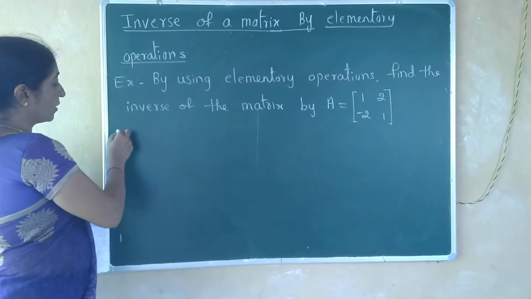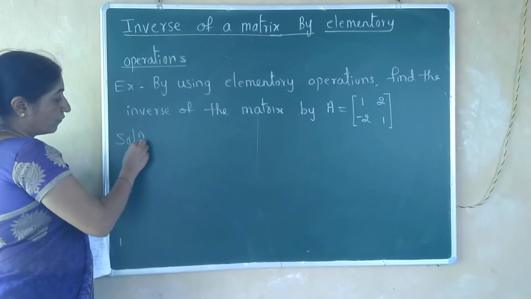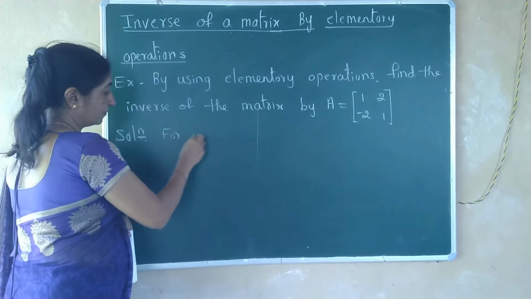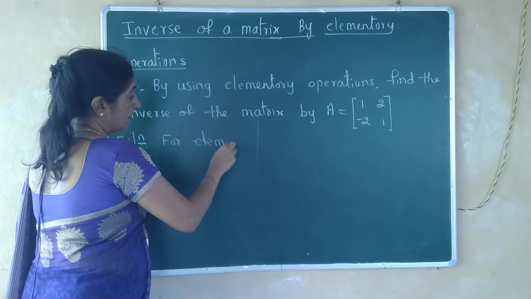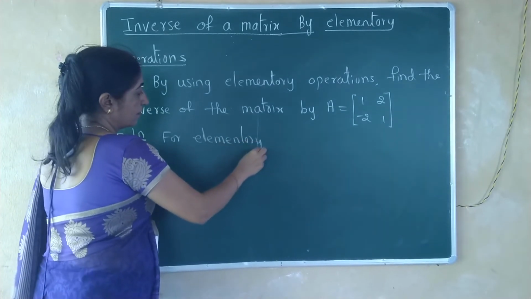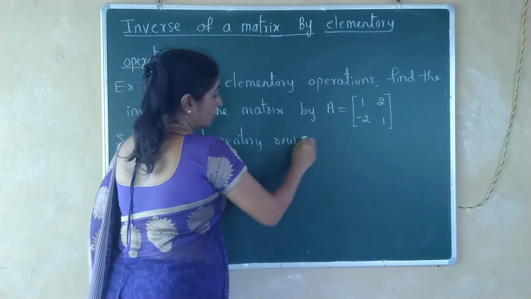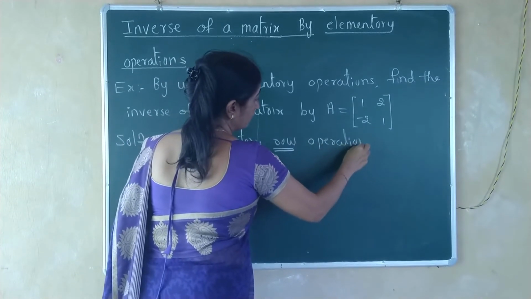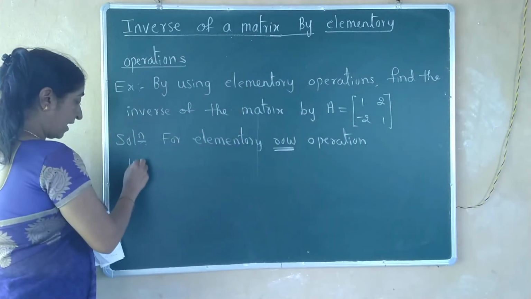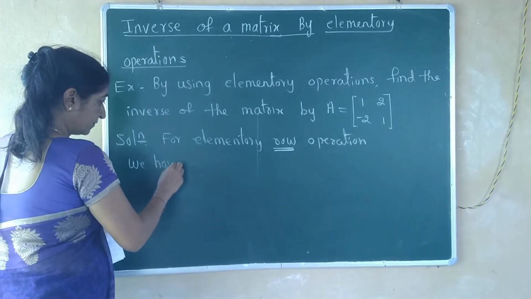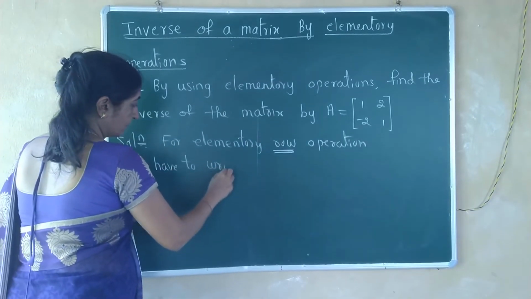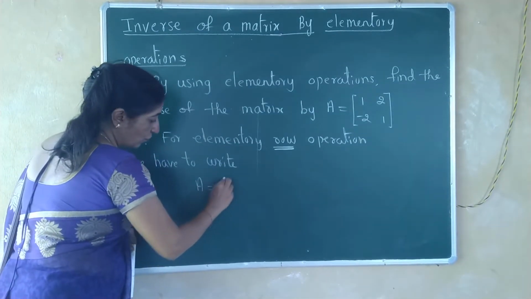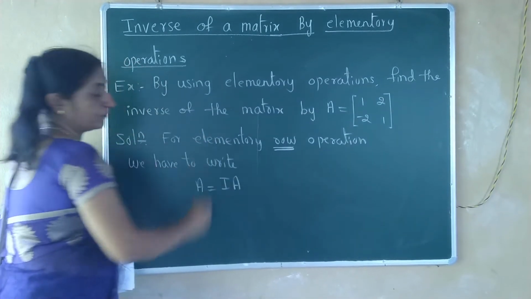So now I am giving you row operation. For row operation there is a particular method. For elementary row operation, mark this, row operation, we have to write A is equal to I into E.